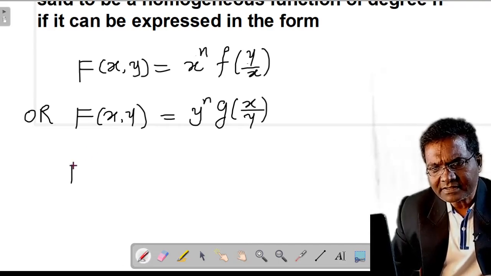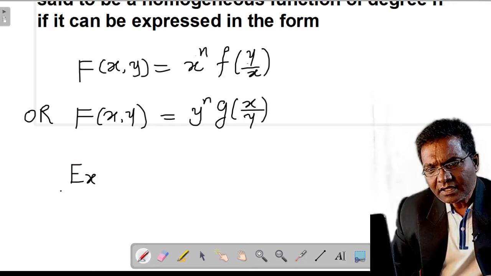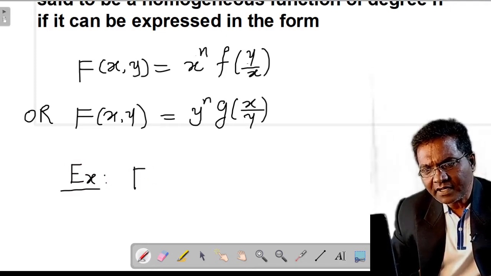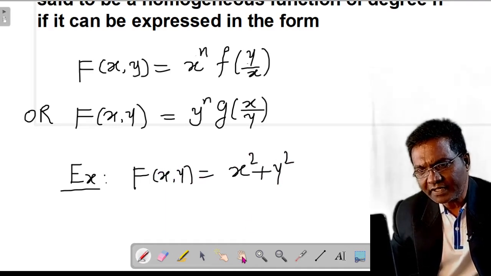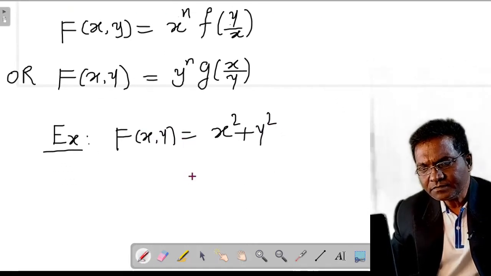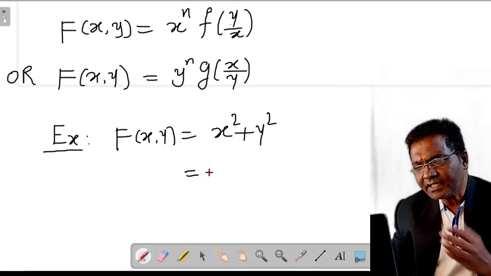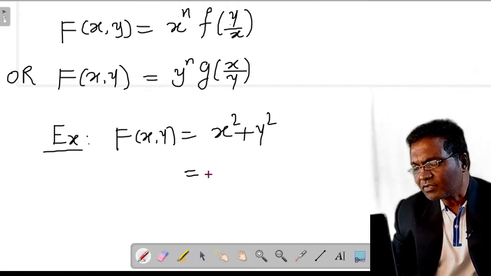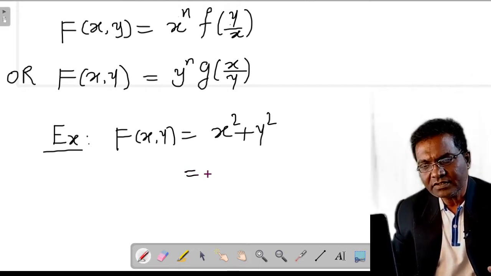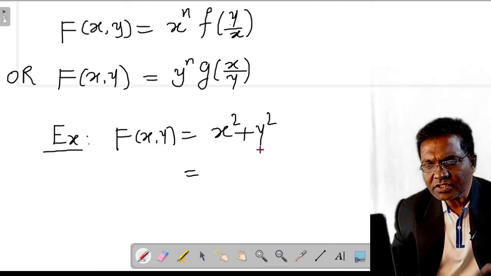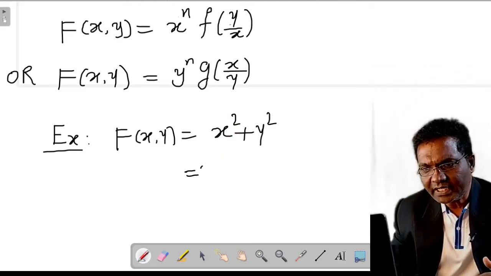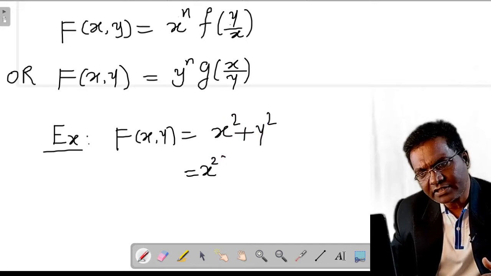Okay, so let's understand with the help of an example. Here, one example is, say, f of xy is equal to, I am taking one small example, x square plus y square. So here you can either take the x highest degree term outside or y. Okay, so the highest degree is x square here. 2 is the degree of this expression. So I can take x square common. Even you can take y square also.